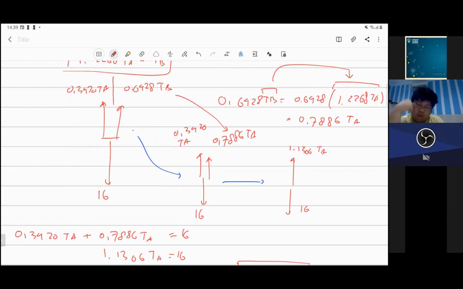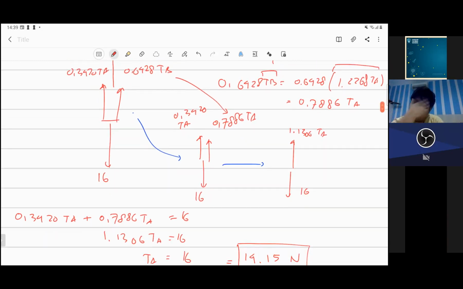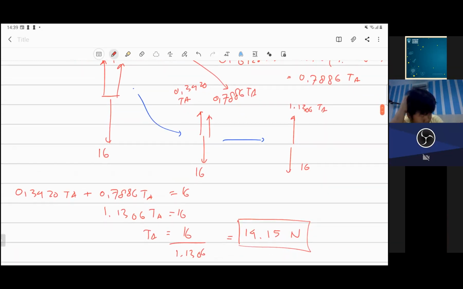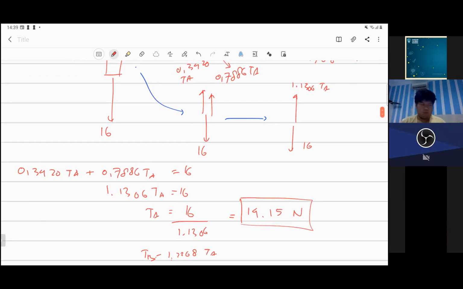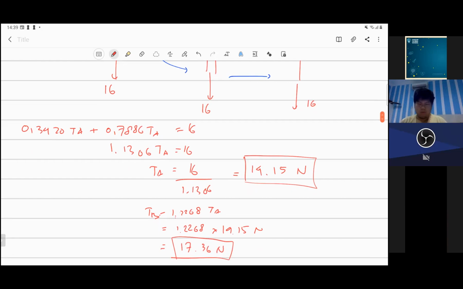Now with this, we can find the TA then. TA is just 16 over 1.1306. And we can find out what is TA. How about TB? Well, we already know how to find TB from TA, right? That's it. We put the value, 1.2268 times TA. We know TA now, we can calculate TB. Okay. Is it clear enough here?